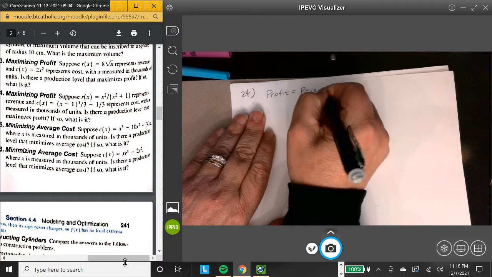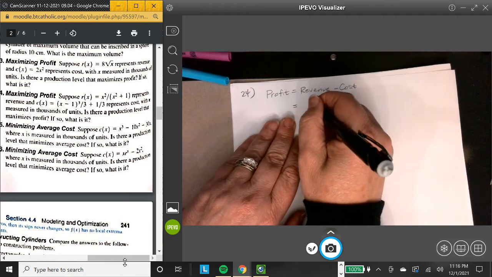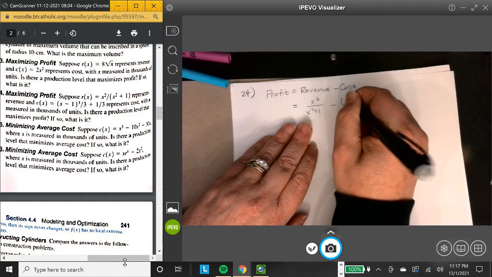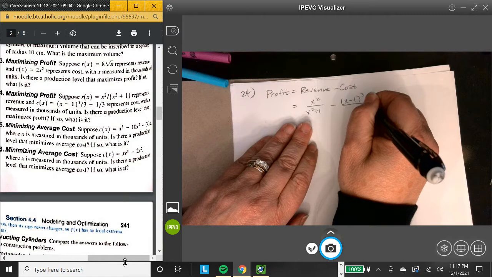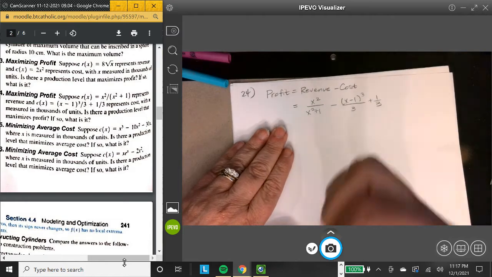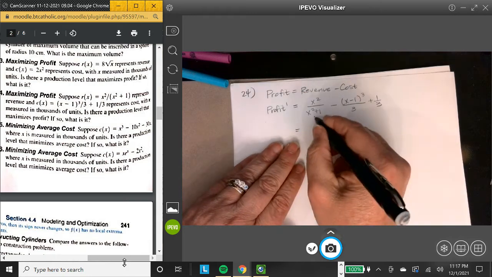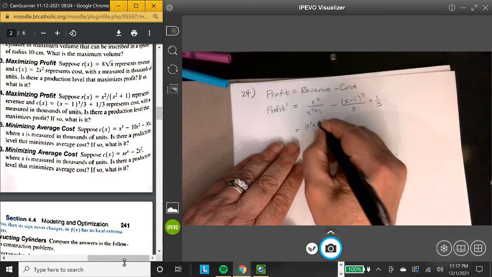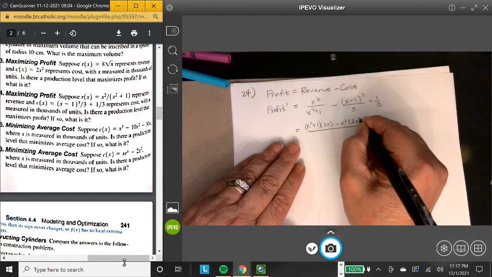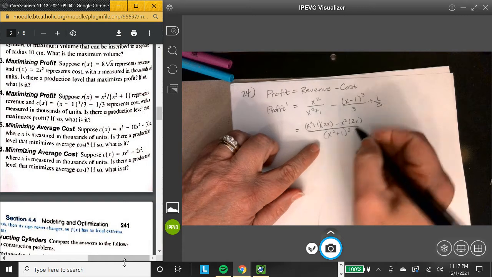revenue minus cost. Okay, so profit's going to equal, in this case, x squared over x squared plus 1 minus x minus 1 cubed over 3 plus 1/3. Okay, now, if I want profit prime, we're going to have to do quotient rule here, which is ho d high, which is 2x, minus high, which is x squared, d ho, which is 2x, all over ho ho, which is x squared plus 1.